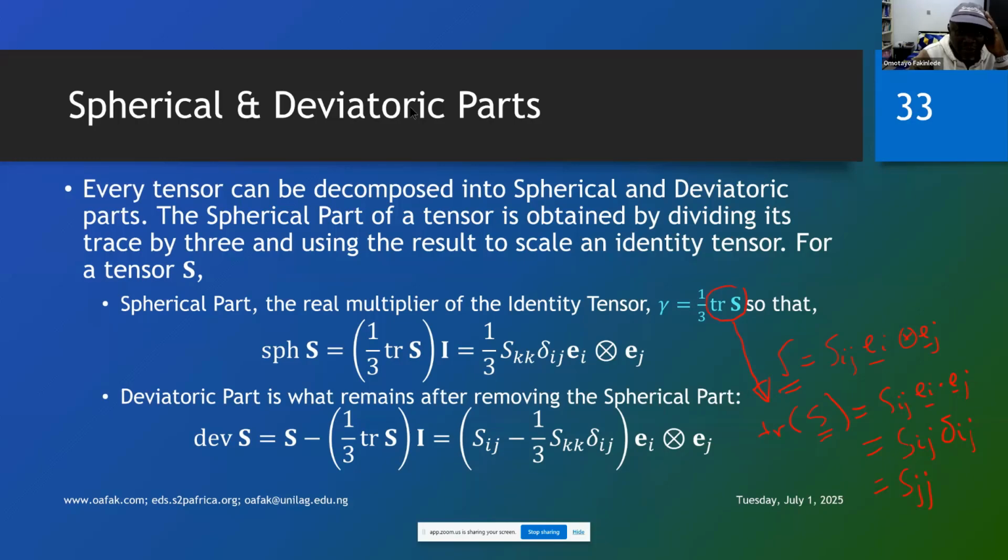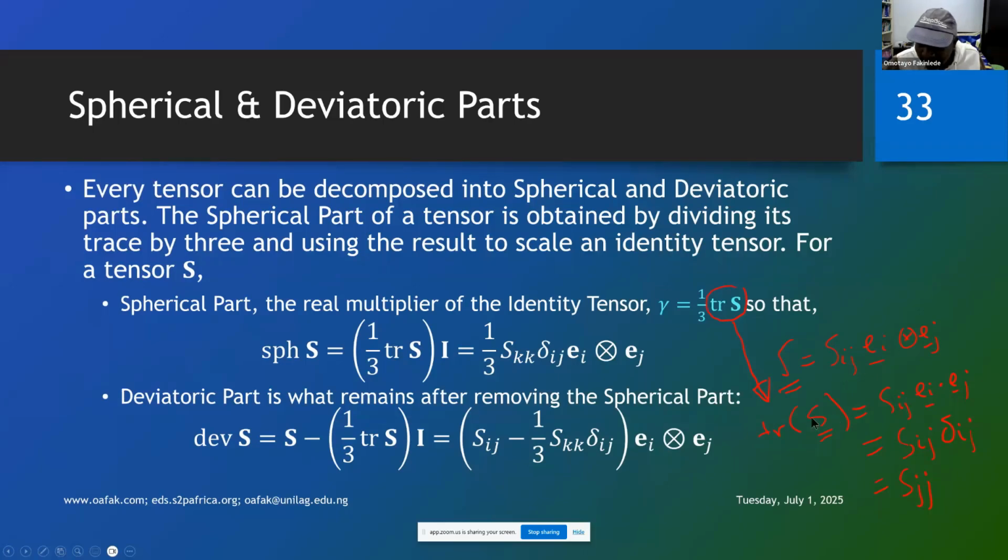Now, if we have a tensor, first of all, let us see what the spherical part is. For the spherical part, you get a real number from the tensor to multiply the identity tensor. That real number is called gamma, and gamma is 1/3 the trace of S. Now, what is the trace? If S is expressed in its components, S is Sij Ei diad Ej.